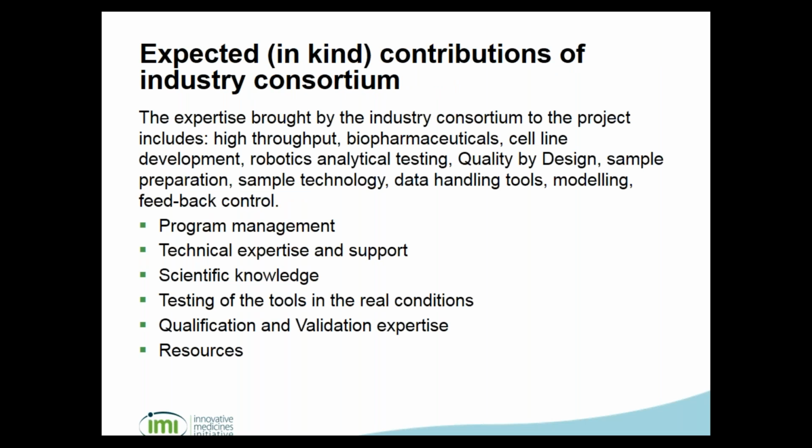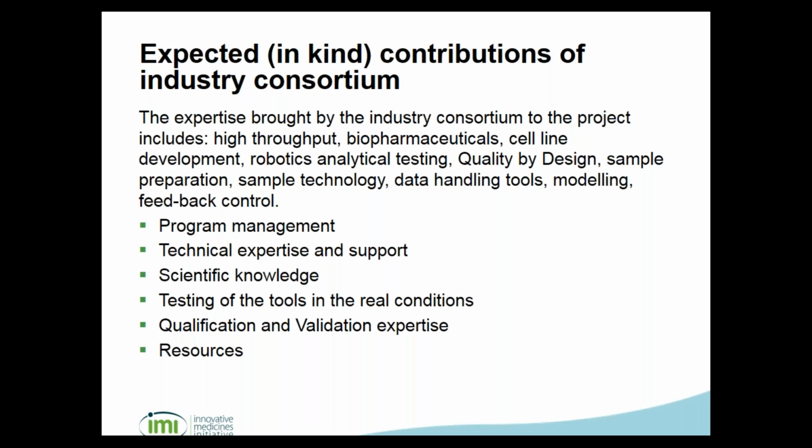So what is the expected contribution of this industry consortium? Of course, we have a lot of expertise. We are producing proteins, or biologicals, and not only proteins, but there are new forms coming up that can be produced as well. So you have high throughput biopharmaceutical cell line development, we all have it. We already use robotics and analytical testing. Quality by design is something that we use very often. Sample technologies, data handling tools. So that is something that we can contribute.